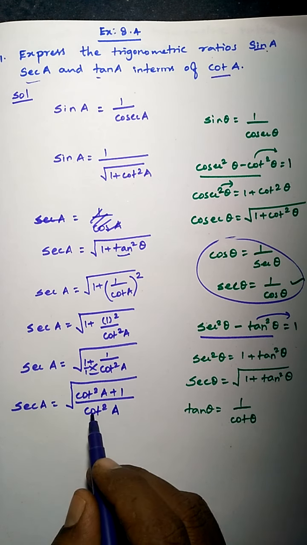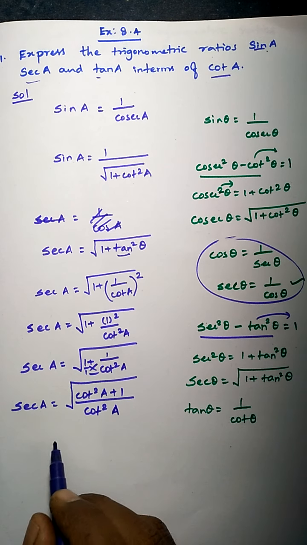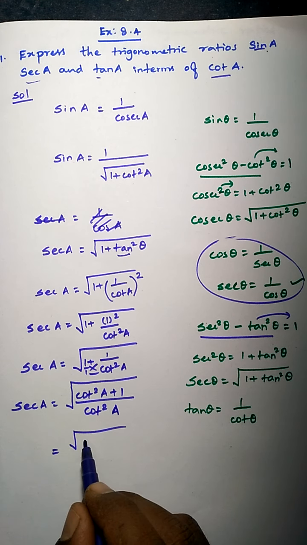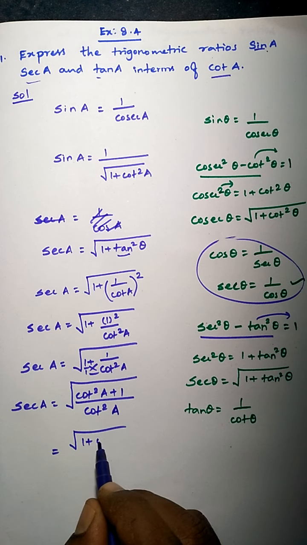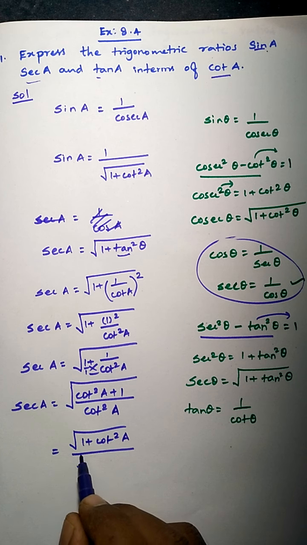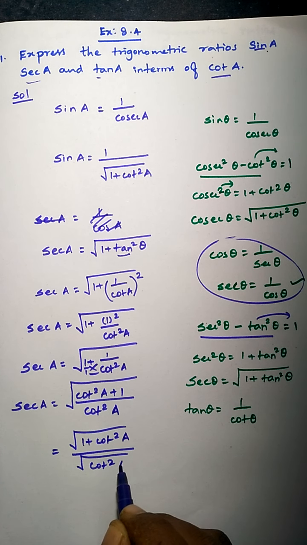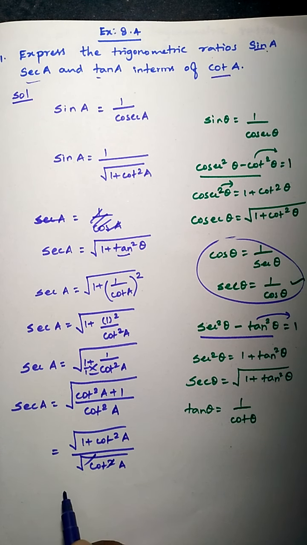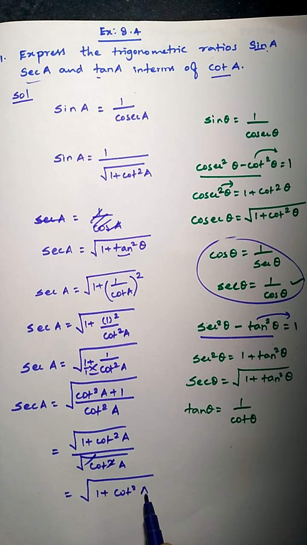Now split the square root for both numerator and denominator. Then you will get the root of 1 plus cot square A by the root of cot square A. The square and root cancel, so remaining you have the root of 1 plus cot square A by cot A. So you got the answer in terms of cot, hence the answer.